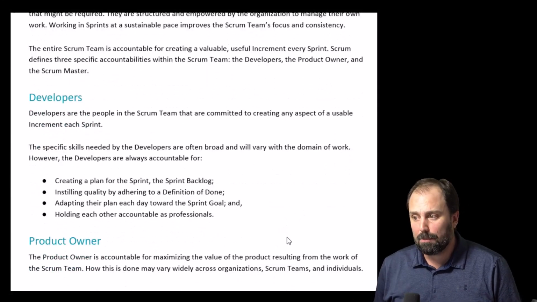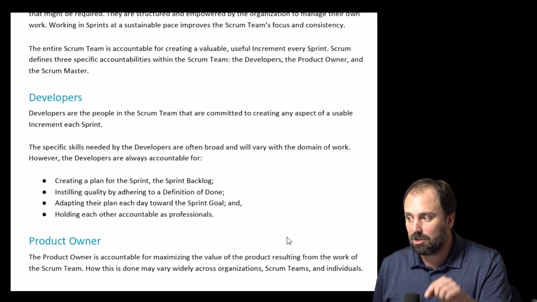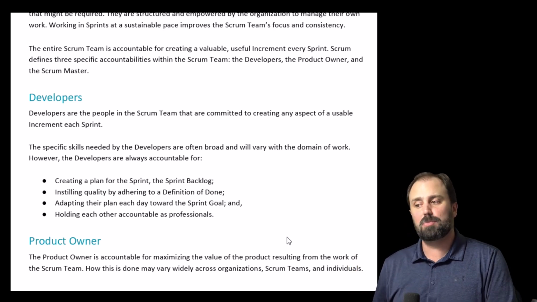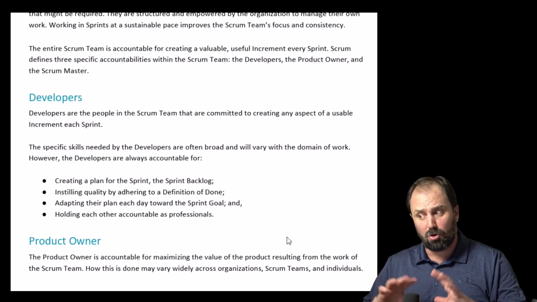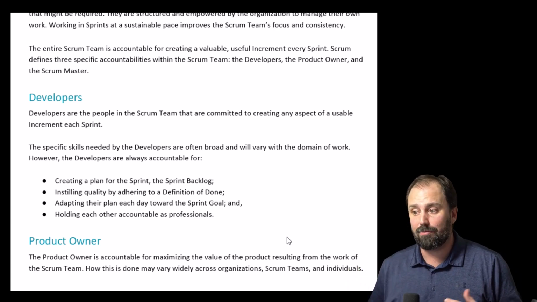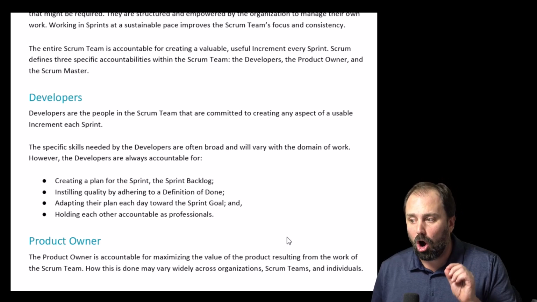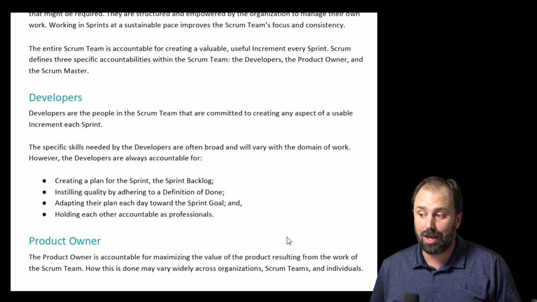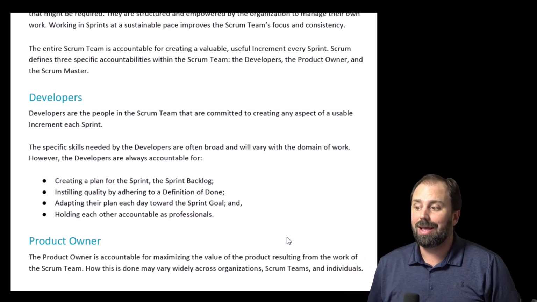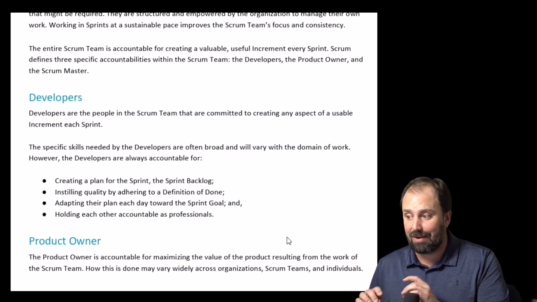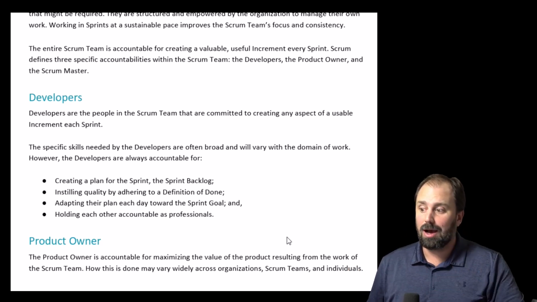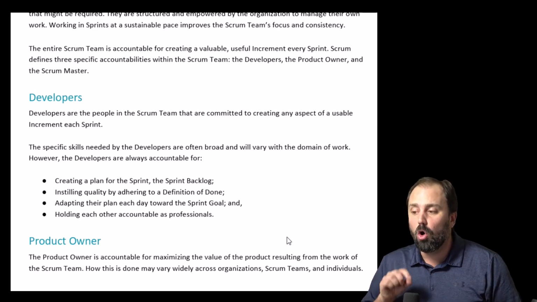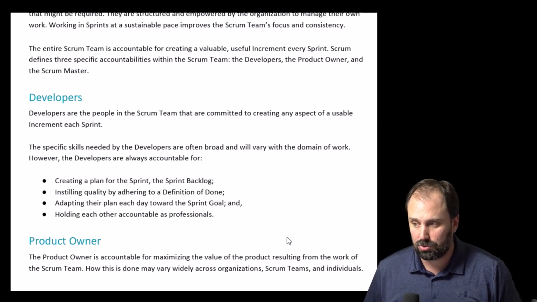Developers. Developers are the people in the Scrum team that are committed to creating any aspect of a usable increment each sprint. The specific skills needed by the developers are often broad and will vary within the domain of work. However, the developers are always accountable for, number 1, creating a plan for the sprint, known as the sprint backlog. Number 2, instilling quality by adhering to a definition of done. Number 3, adapting their plan each day toward the sprint goal. And number 4, holding each other accountable as professionals.